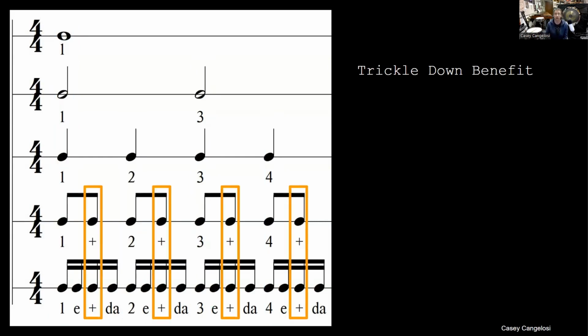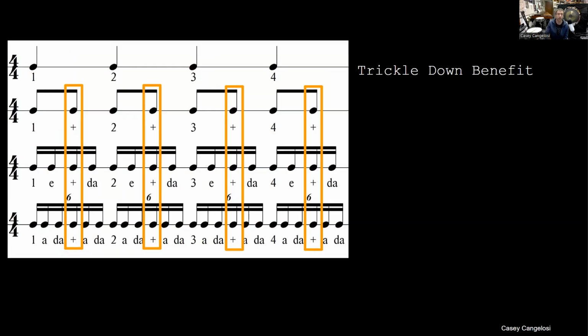The next division also trickles down. So the ands in the 8th note division trickle down into the 16th note division also. The and of 2 in the 8th note division is in the same place as the and of 2 in the 16th note division. Even if you went down to 6 tuplets, the ands and beat numbers would still stay the same.